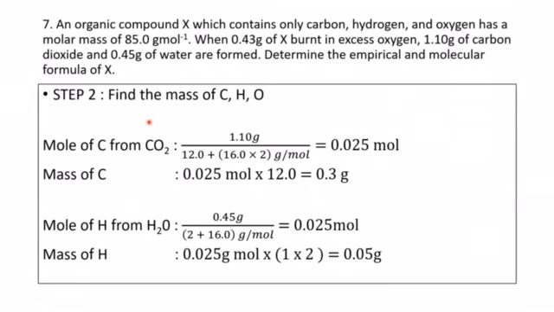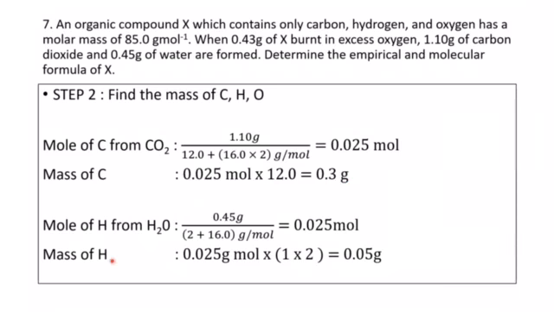For the next step, we need to find the mass of carbon, hydrogen, and oxygen. But how do we find them? The question gave us the mass of carbon dioxide and the mass of water. So we need to find the mole of carbon from carbon dioxide. The mass of carbon dioxide is 1.10 gram, divided by the molar mass of carbon dioxide, so we get 0.025 mole. But we need it in gram, in mass.